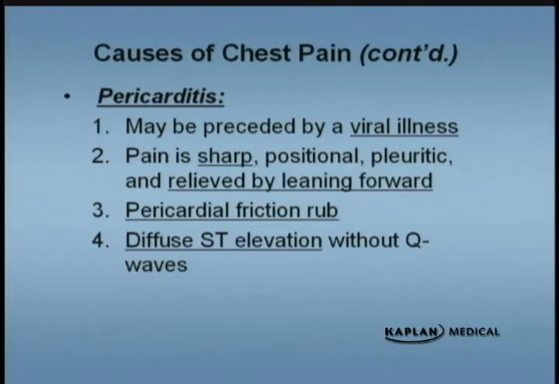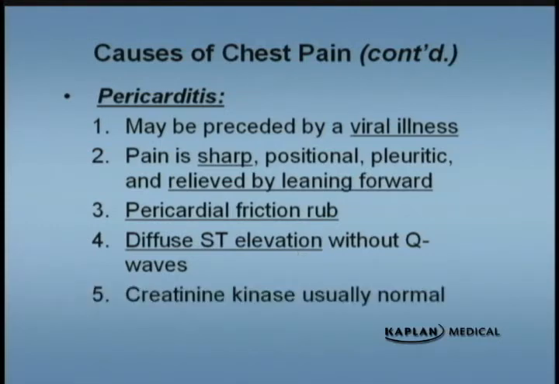Now, with pericarditis, although there's diffuse ST segment elevation, what is the single most specific finding on an EKG for pericarditis? It is PR segment depression. Although the CK-MB is usually normal, it could be mildly elevated.